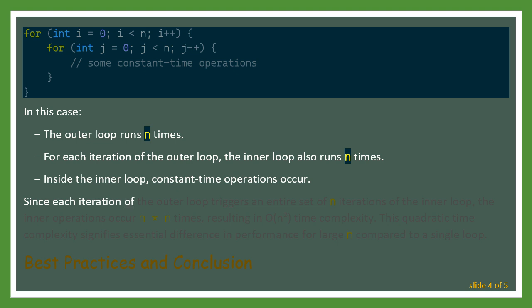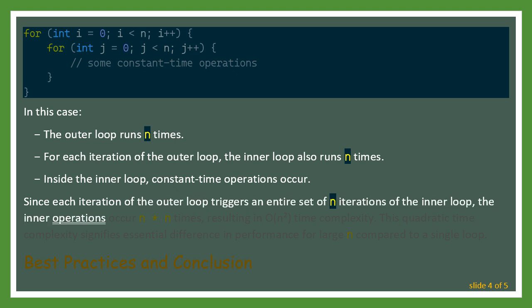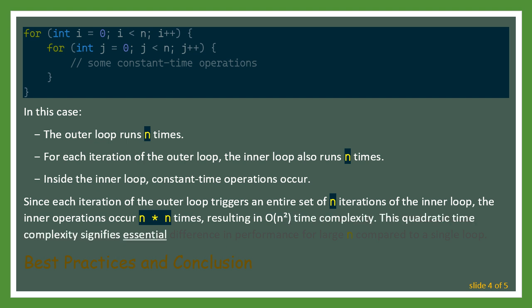Since each iteration of the outer loop triggers an entire set of n iterations of the inner loop, the inner operations occur n*n times, resulting in O(n^2) time complexity. This quadratic time complexity signifies an essential difference in performance for large n compared to a single loop.